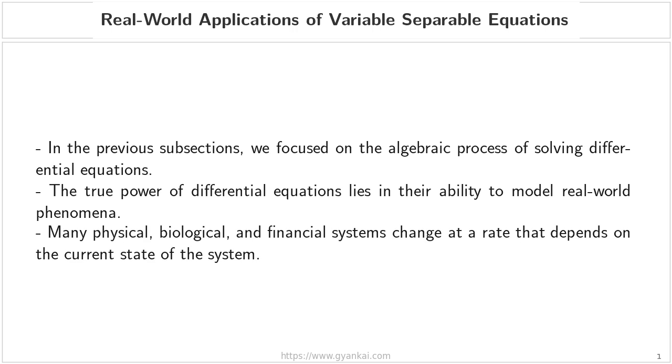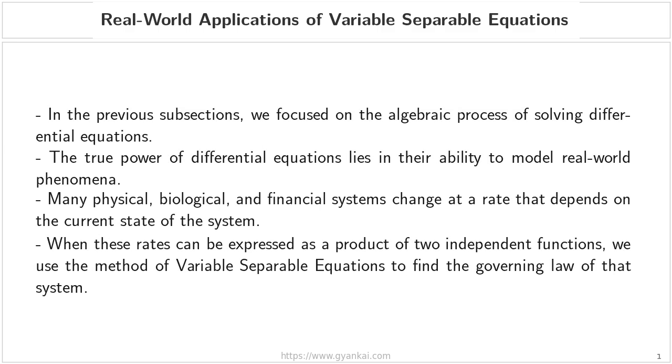Think about the world around us. Many physical, biological, and even financial systems don't change randomly. Instead, they change at a rate that depends directly on the current state of that system. Now, there is a specific mathematical condition we look for. When these rates of change can be expressed as a product of two independent functions, we can use the method of variable separable equations to uncover the underlying governing law of that system.